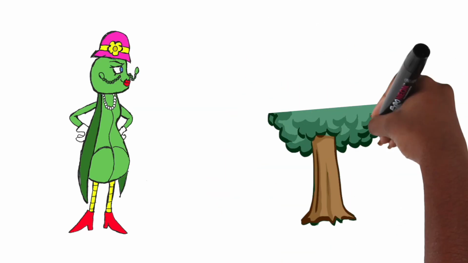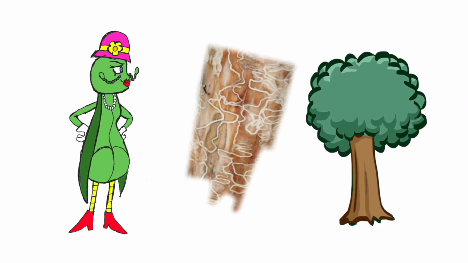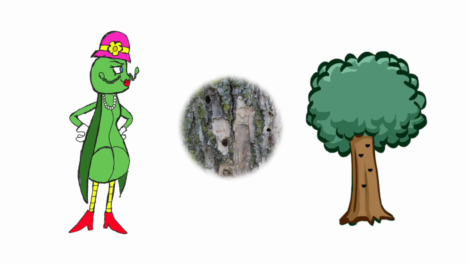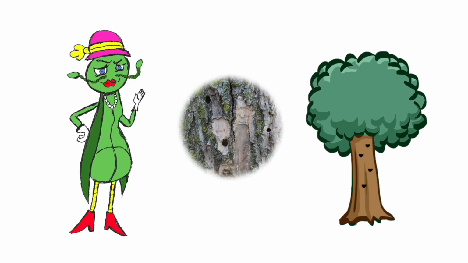Please inspect your trees for infestation. Look for S-shaped scars under the bark. That's my mark. Dead branches and D-shaped exit holes. How else do you expect us to get out?